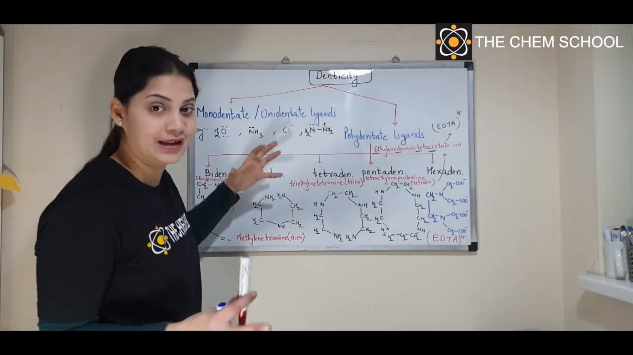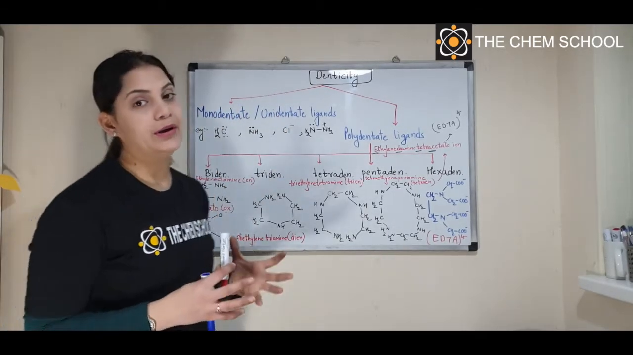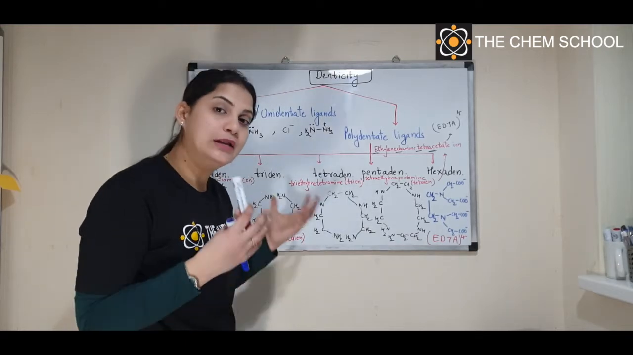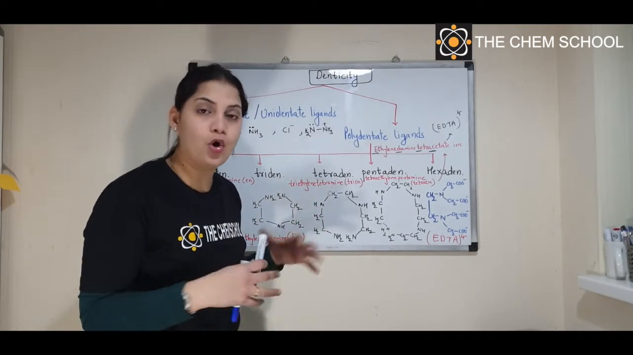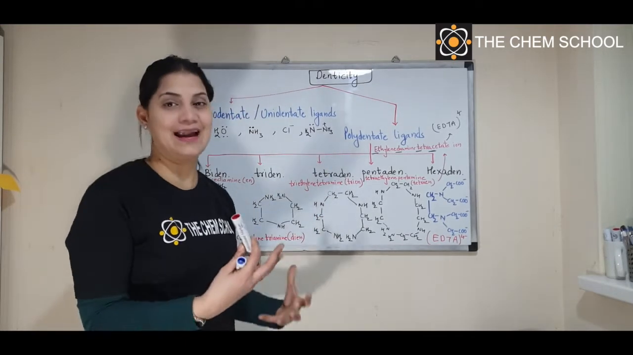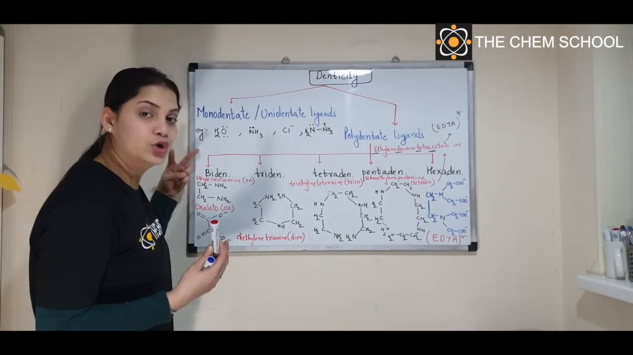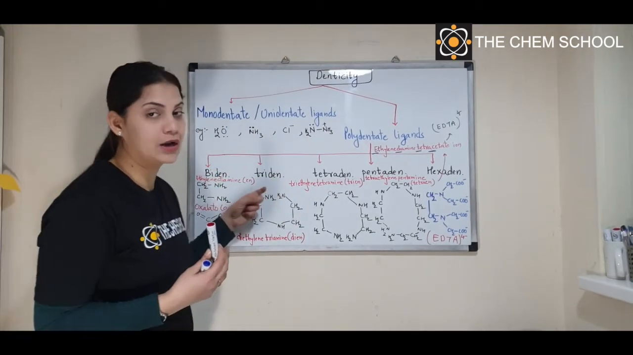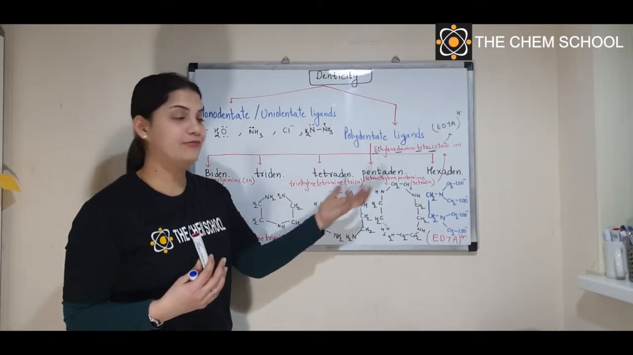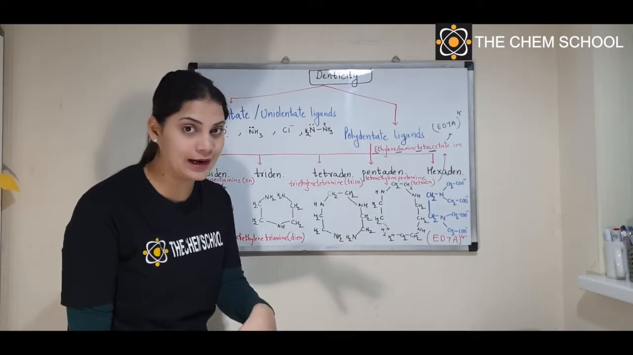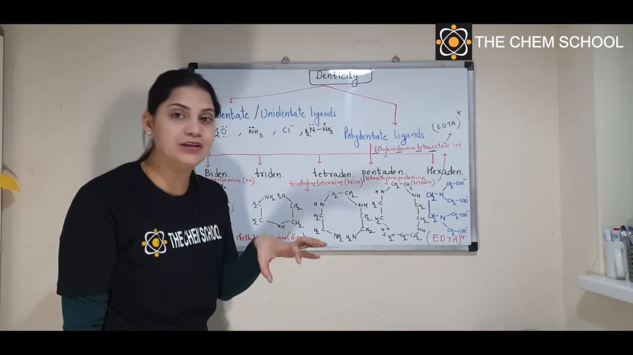I hope this is very clear. Let's focus on polydentate ligand. Poly means multiple, or many. So many dentate ligands. If you have one pair, we said it is going to be monodentate. So two pair is going to be bi, three tri, four tetra, 5 penta, and 6 hexa. We know that. Now let's see how it is donating that.